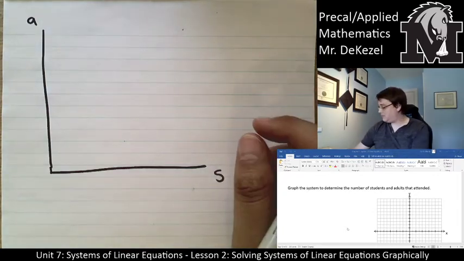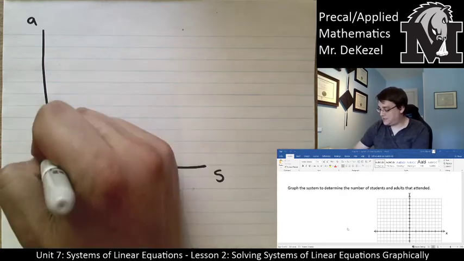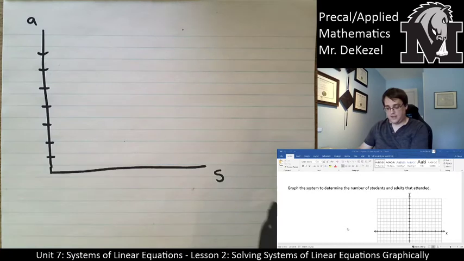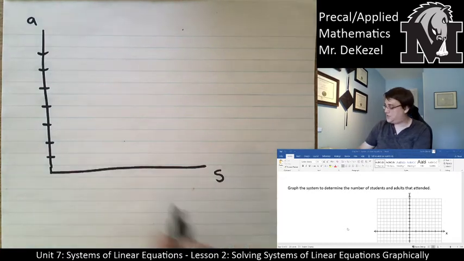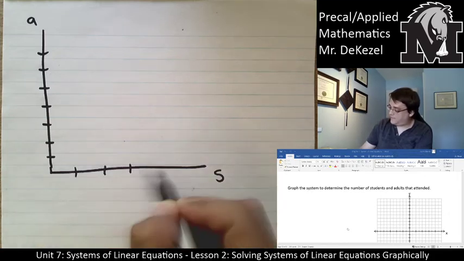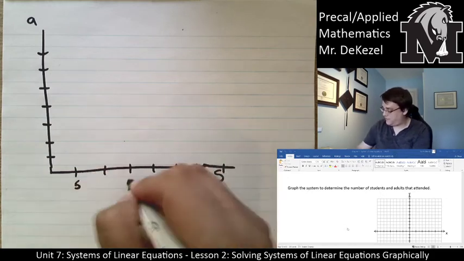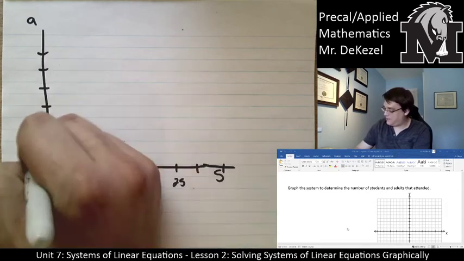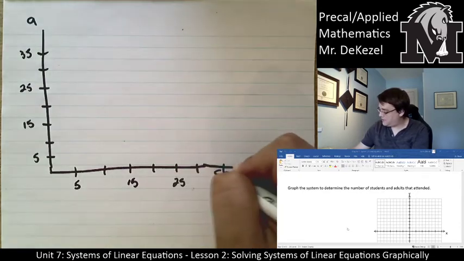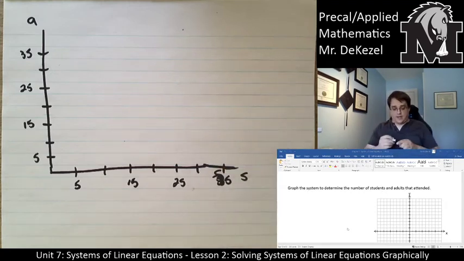We had intercepts at 32 and 20. Let's just go up by fives: 5, 10, 15, 20, 25, 30, 35. And then let's do the same thing for students: 5, 10, 15, 20, 25, 30, 35. This is 35 as well. Okay, so now we have our general layout.